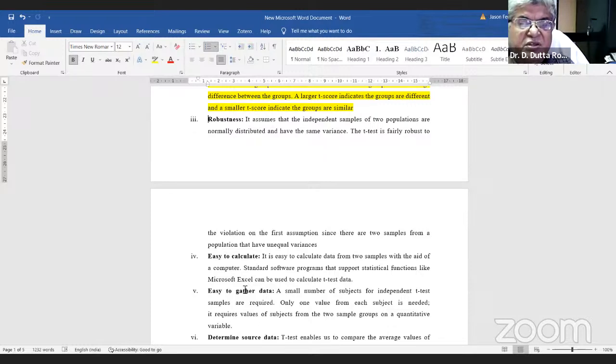It is easy to calculate, and you are writing that it is the standard software program that supports statistical functions like Microsoft Excel.